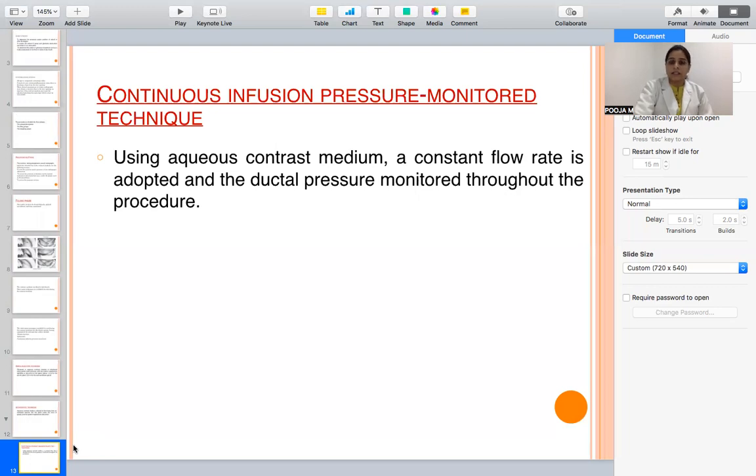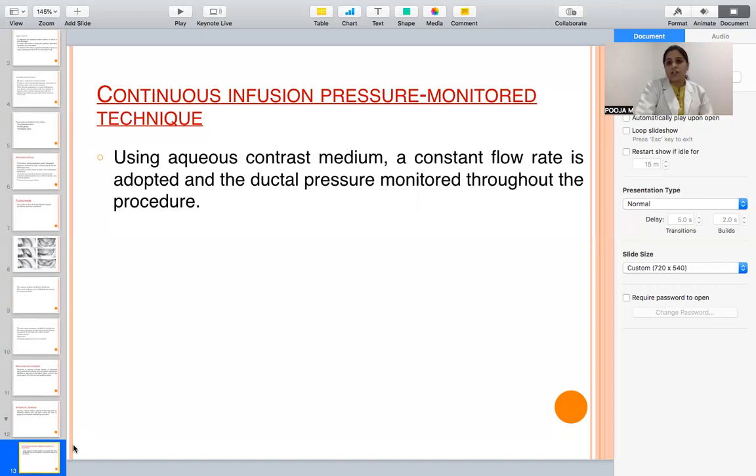Next, the third technique is the continuous infusion pressure monitor technique. In this technique, a constant flow rate and a ductal pressure is maintained, and it is monitored throughout the procedure.